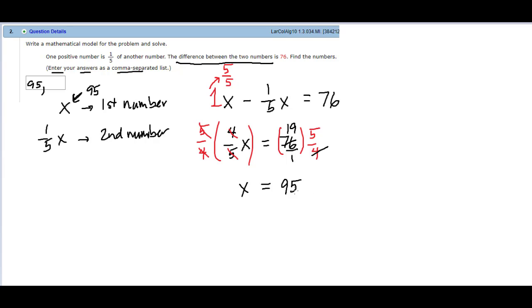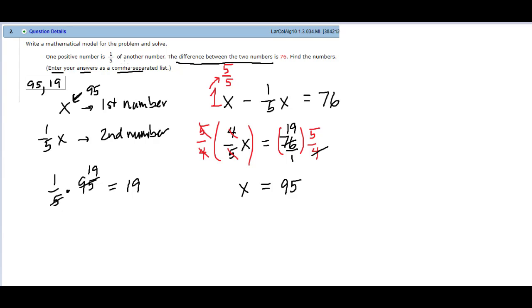And then we find the second number by taking 1/5 of 95. So 1/5 times 95 is equal to 19. This 5 was in the 95 19 times. So the second number is 19.